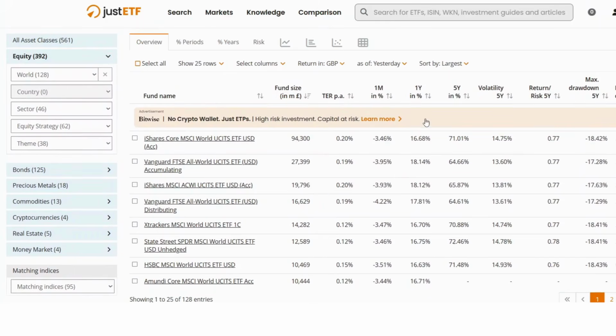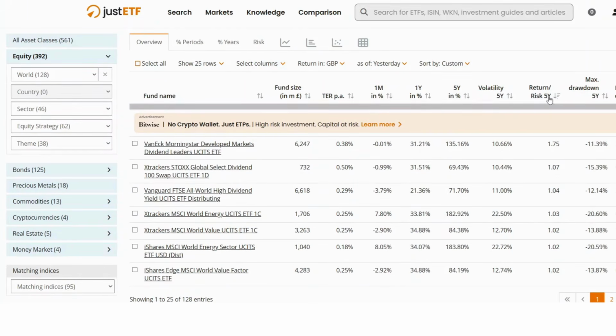And then when I pull up all the ETFs, I can select my columns here, and then what I'm going to sort on is return over risk on a 5-year period. That's essentially taking this number, the 5-year growth, and then looking at that annualized compared to this volatility, which is saying is risk, divide one by the other.